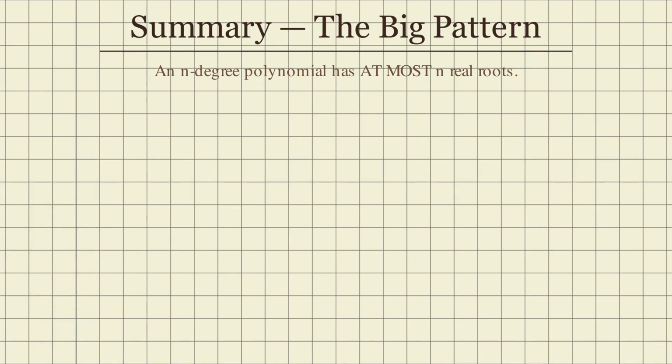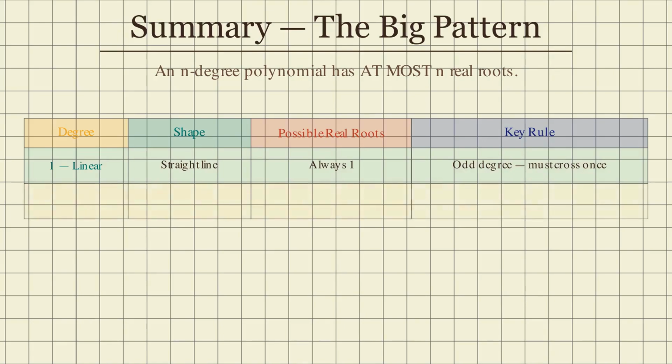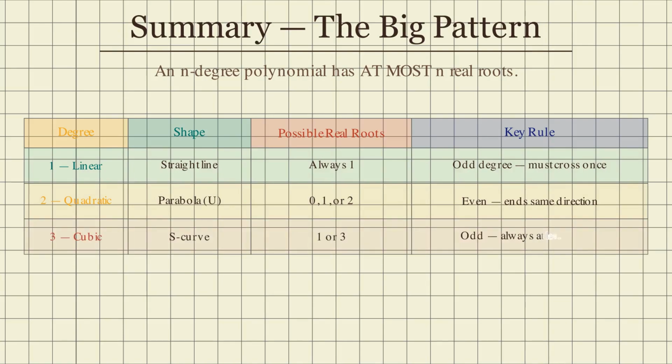Here's the summary table. Degree 1, linear, straight line, always exactly 1 root. Odd degree, so it must cross the x-axis once. Degree 2, quadratic, parabola, can have 0, 1 or 2 roots. Even degree, so both ends go the same direction. Degree 3, cubic, S-curve, always 1 or 3 roots. Odd degree, so it always crosses at least once.